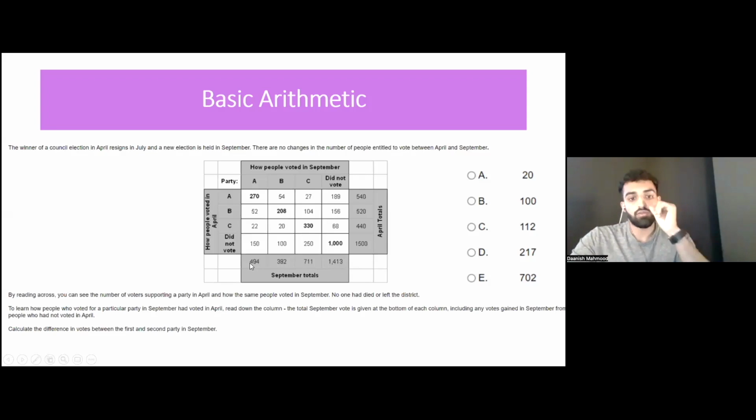The other tip, which I'm going to come to later on, but I'm going to just give it to you as a pre-tip now, is that you should actually, it sounds counterintuitive, but you should read the final part of the question first. So here at the bottom, it says, calculate the difference in votes between the first and second party in September. You don't really need to read this sentence, this one here, or the one at the top. All you need is this final one. You're just calculating the difference in votes between the first and second party in September. Okay, cool. First party C, second party A, take them away from each other, 217.